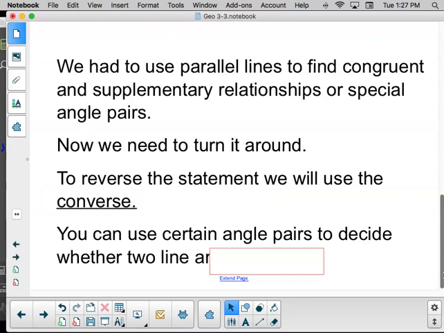You can use certain angle pairs to decide whether two lines are parallel. So you're going to be proving lines are parallel today. You're given the properties. You've got to name the angles, know the property with the name of those angles, and see if that's provided. Then, if that's true, you can prove the lines are parallel. So let's see how this will work today.